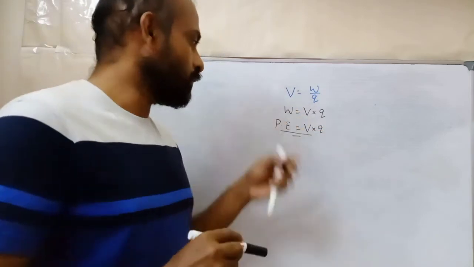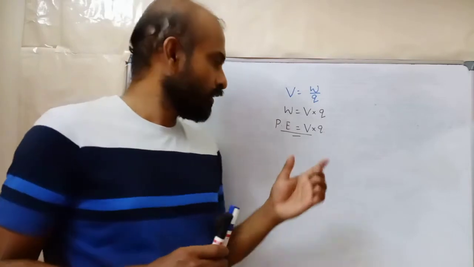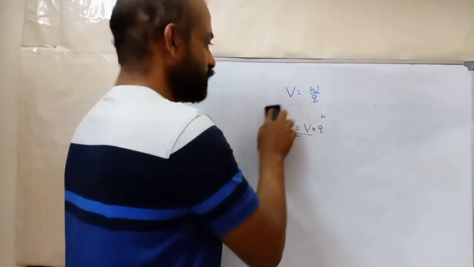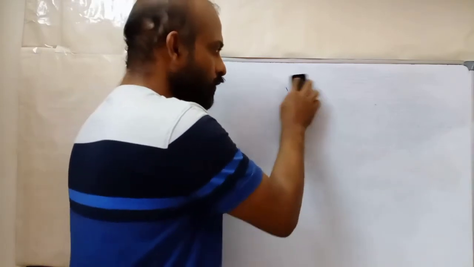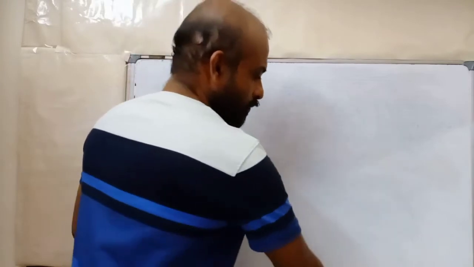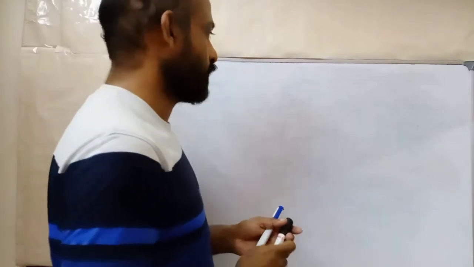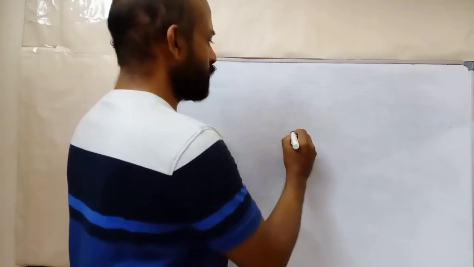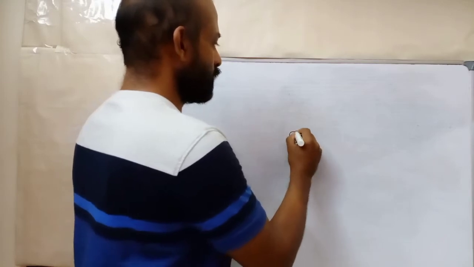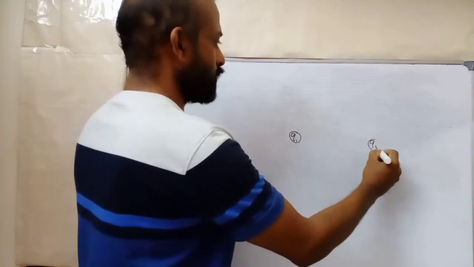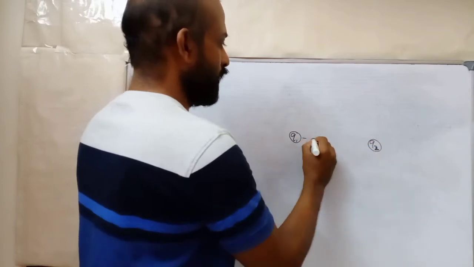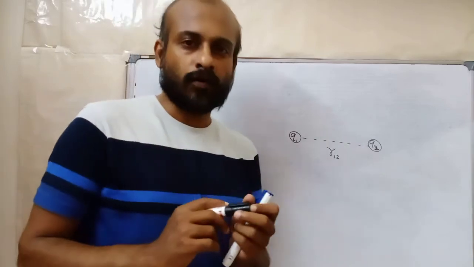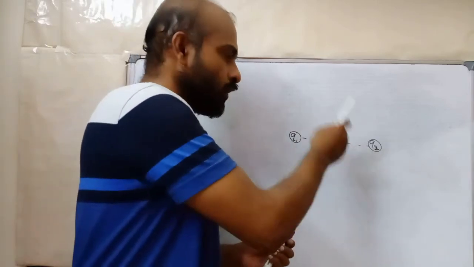The work done is equal to the potential energy. This equation we are going to use here. We have a system of three charges. Potential energy is equal to potential into charge. Now we will consider the system, first of two charges. We have Q1 kept here, and Q2 kept at this point. The distance between them is R12, the distance between charge Q1 and Q2.